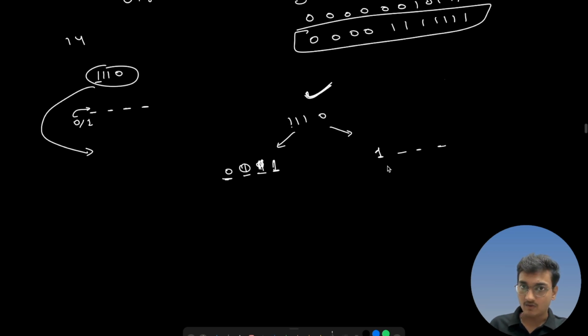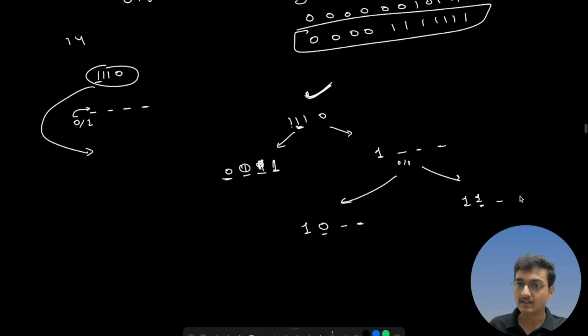I am in restriction mode. This is 1. What can I do? Either I can fill 0 or 1 here. If I fill 0, then this was 1, I filled 0, so I am no longer in the restriction mode. If I use 1 here, I use the exact same number, so I am still in restriction mode. This is restriction mode, restriction mode, restriction mode.